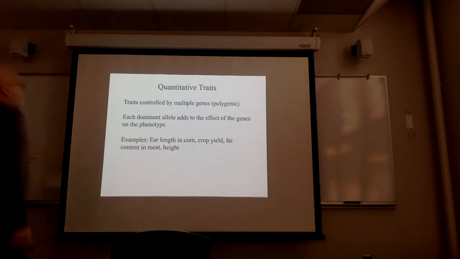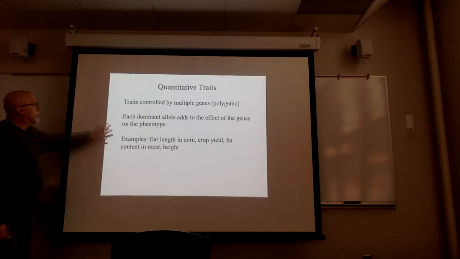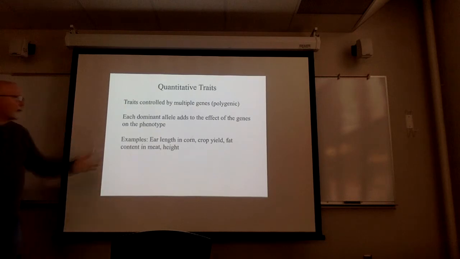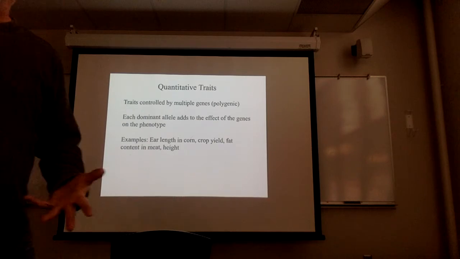These quantitative traits are controlled by multiple genes, meaning that they're polygenic. Each dominant allele adds to the effect of the genes on the phenotype, and examples of this are ear length in corn, crop yield, fat content in meat, height in humans, eye color in humans, skin color in humans, et cetera, et cetera.